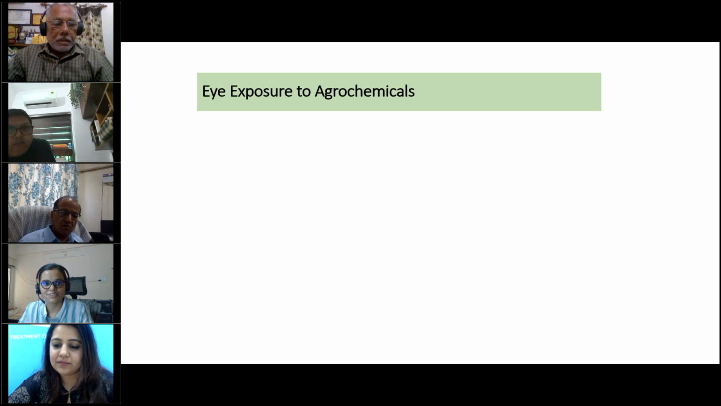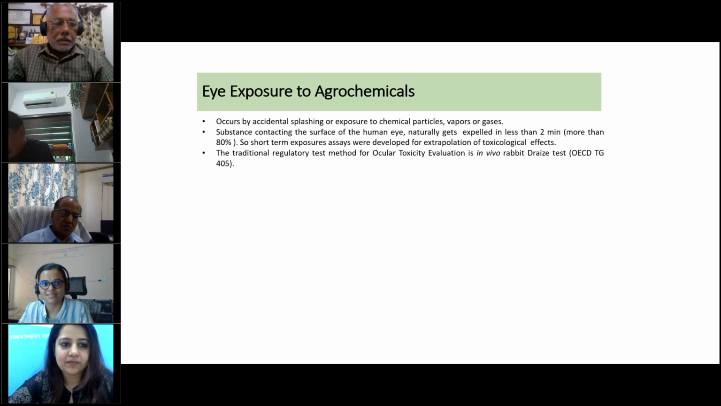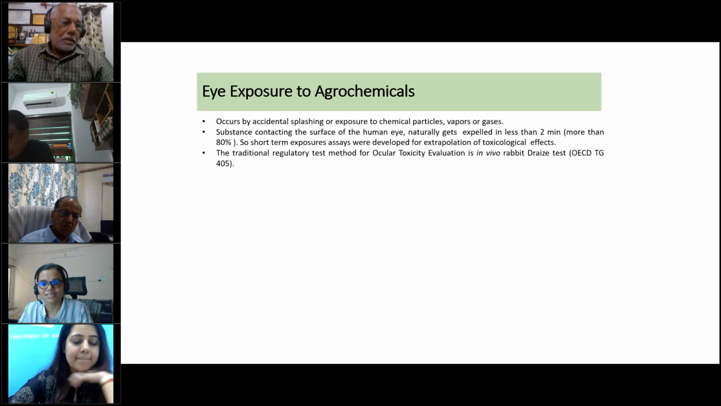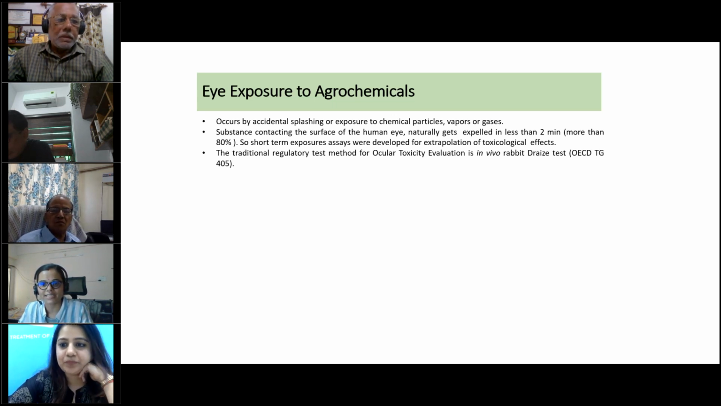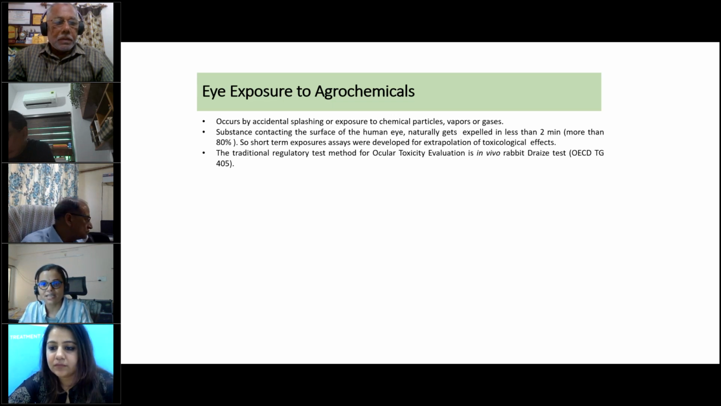So briefly to brush up on the eye exposure to agrochemicals. Generally, eye damage occurs by accidental splashing or exposure to chemical particles, vapors, or gases. The substances contacting the surface of the human eye naturally expel in less than 2 minutes. That is, almost 80% of the chemical would be washed off with the tears. So short-term exposure assays were developed with this concept to understand the toxicological effects of exposed chemicals.